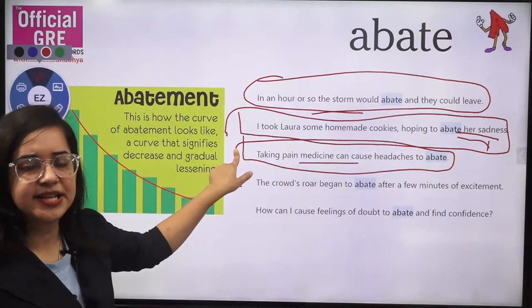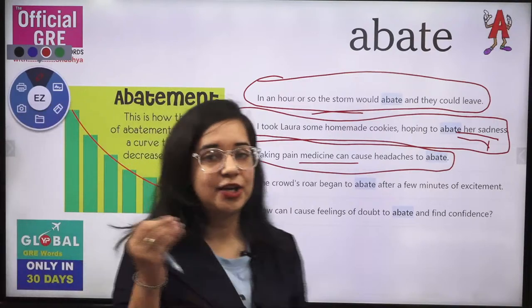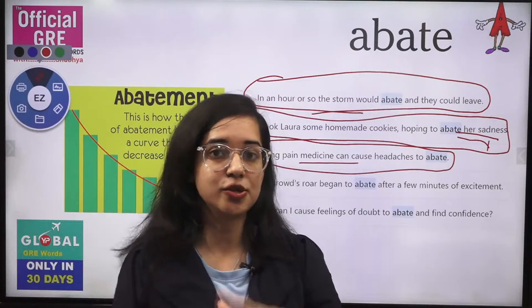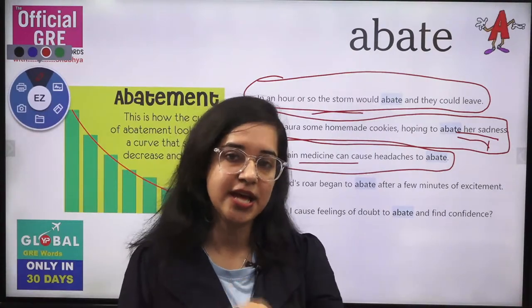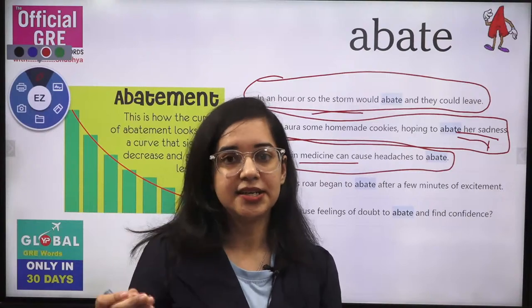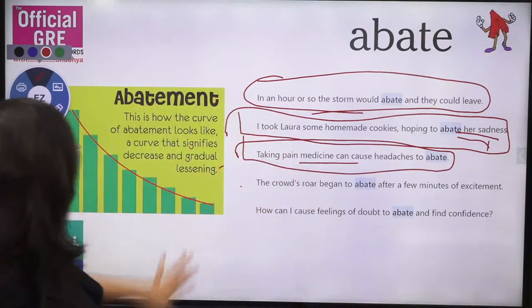Taking pain medicine can cause headaches to abate. Ab hum pain killers lete hain, headache ki kuch medicines lete hain. What is the motive of it? Ki jo hamari pain hai, pain relieving cheeze hai, wo kam ho sake. So painful hoti ye cheez, medicines lene se kya ho jayega? It will abate. That is, the intensity of that will lower down. So this is the meaning of it.